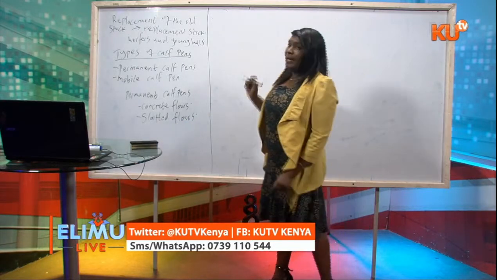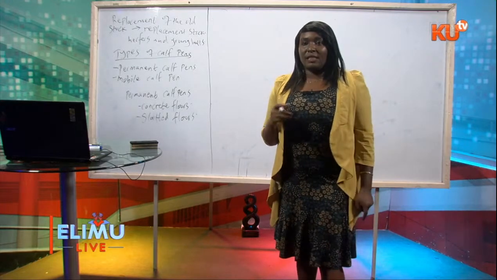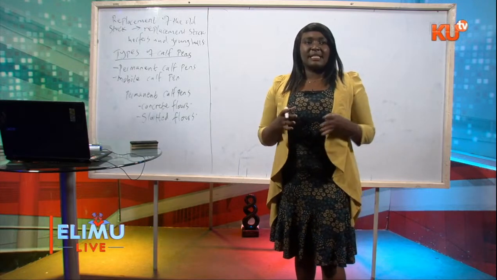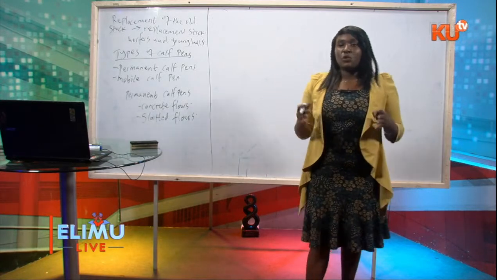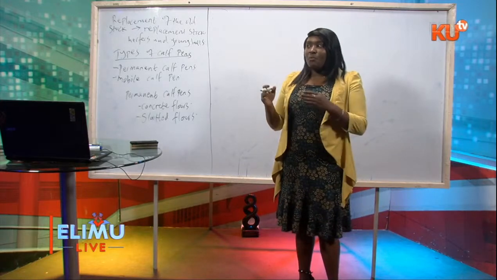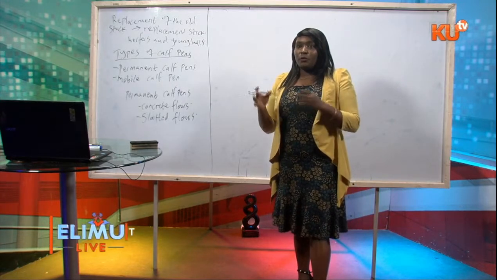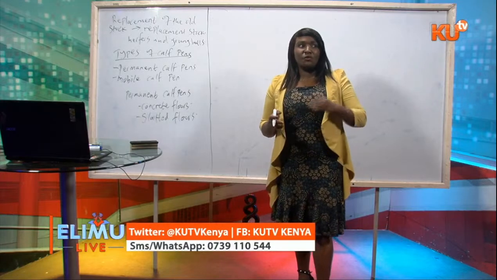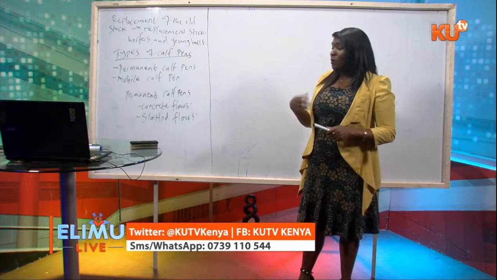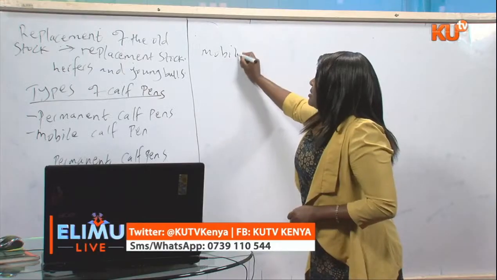Now, the mobile calf pen, mobile, coming from the word mobility, or rather bringing the aspect of mobility. What is mobility? Mobility is that idea of movement. It means that you can move the calf pen from one place to the other, from one area to the next. Maybe you can move it today from a certain region to another area, so that the calf can be able to feed on fresh pastures.